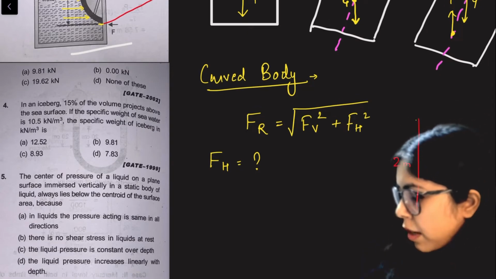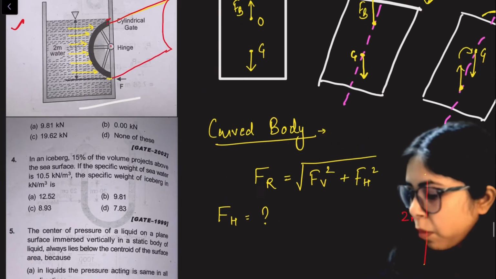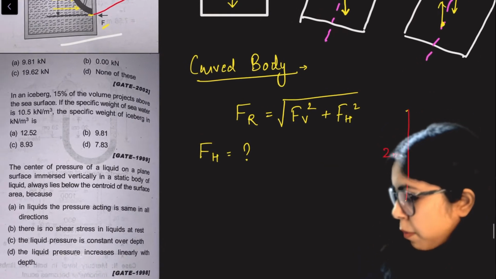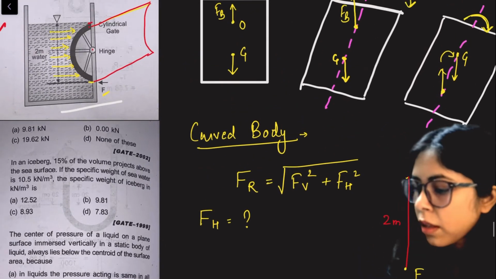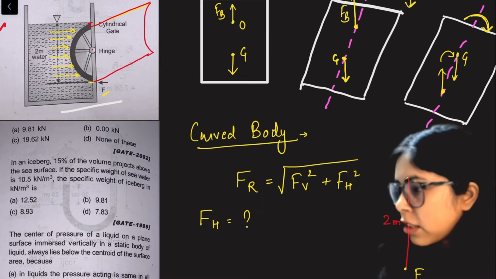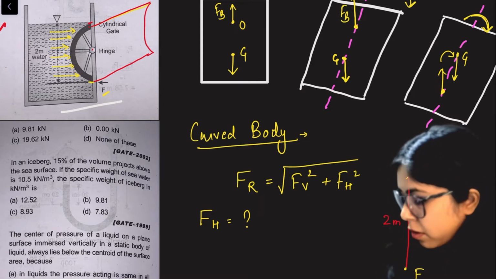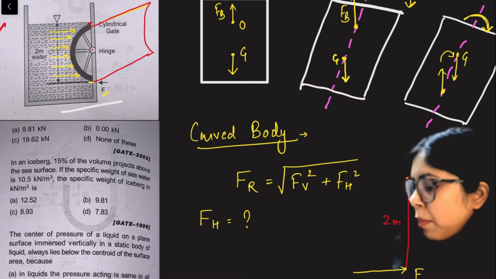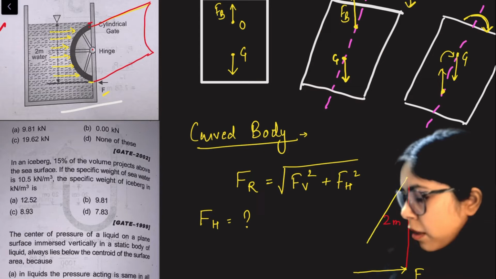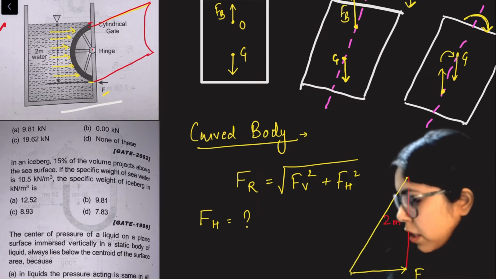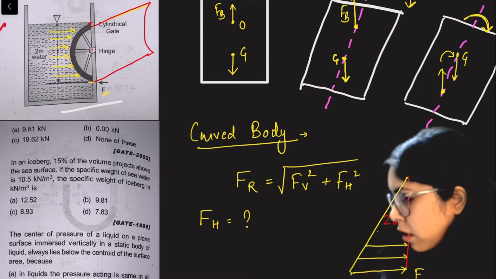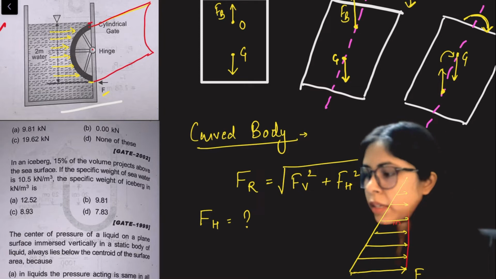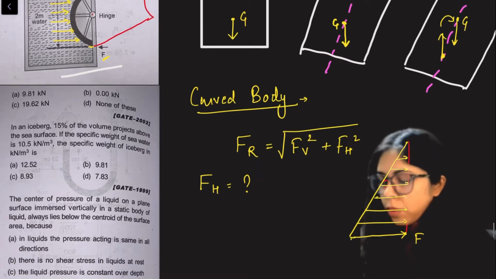See, initially the height is 0, so pressure is 0 at the particular point F. At point F the final pressure is rho gh, where h is the height, that is 2 meters. So it will come something like this. This is the maximum pressure, and above this the pressure reduces linearly. So the pressure diagram is like this. I want to calculate this particular pressure.